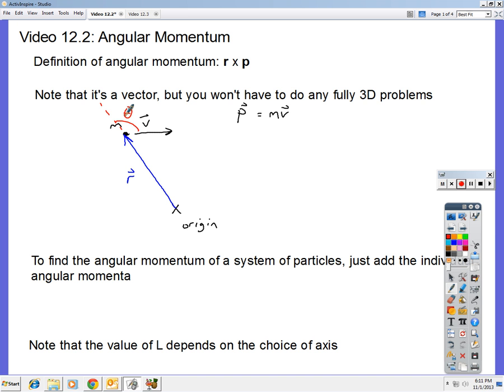And we can say that the angular momentum L is equal to r cross p. The magnitude of L is r times m times v times the sine of theta. And the direction of L in this case, if we point the index finger in the direction of r, the other three fingers in the direction of v, you find out that the angular momentum as a vector points into the board.